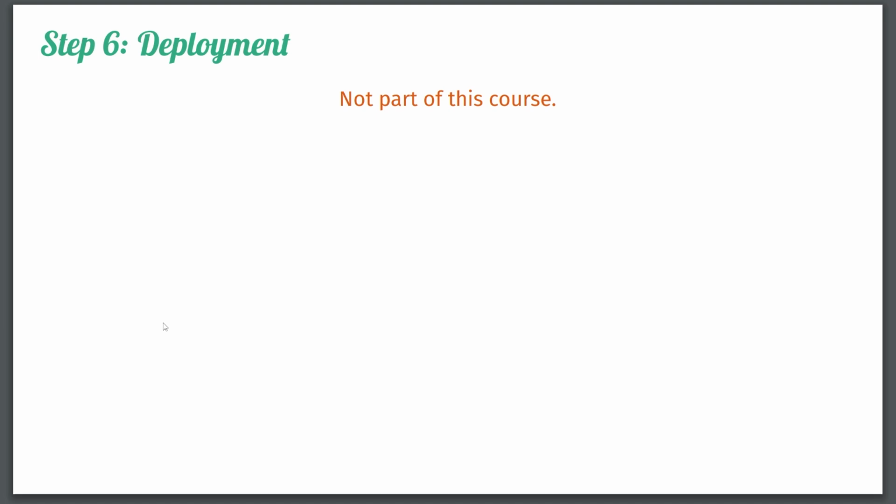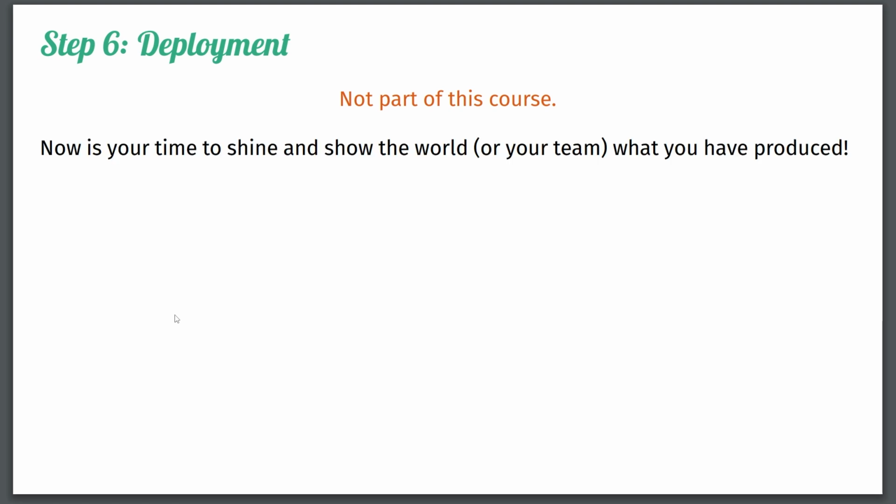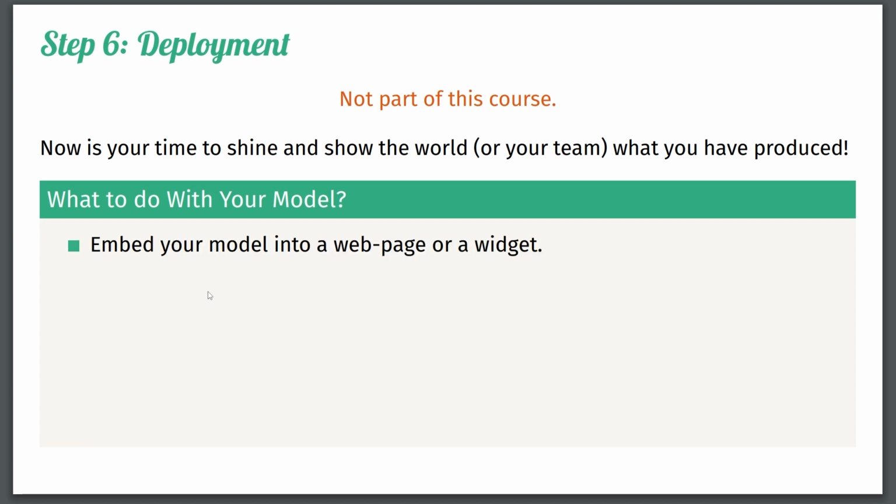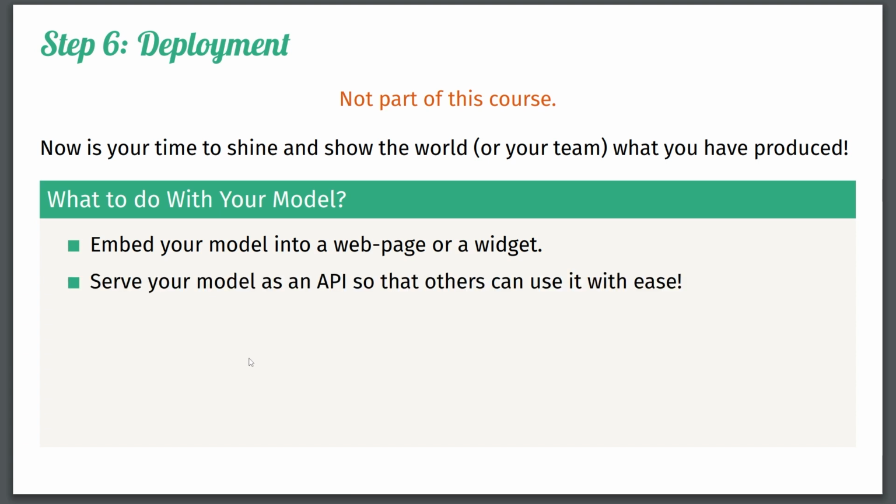Deployment, as step 1, is really, really important, but it's not part of this course. We have to kind of shrink in the focus of the course a bit to not try to do everything in the world, but that means that we won't really talk about deployment at all in this course, but I just want to give you some heads up that if you have finished your machine learning model, this is your time to shine and show the world, or maybe your data science team, what you have produced. So what do you do with your model once it is finished? Well, you can embed your model into a web page or a widget so people can use it. You might serve your model as an API, if you know what that is, so that others can use it with ease. So this is essentially making your model more available to a broader range of people.